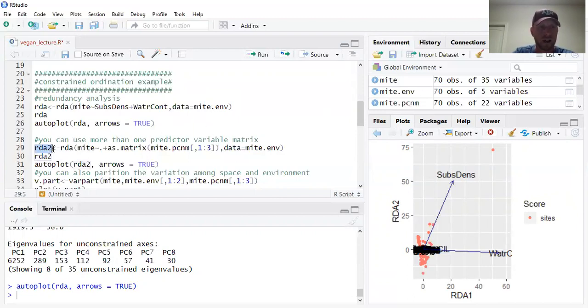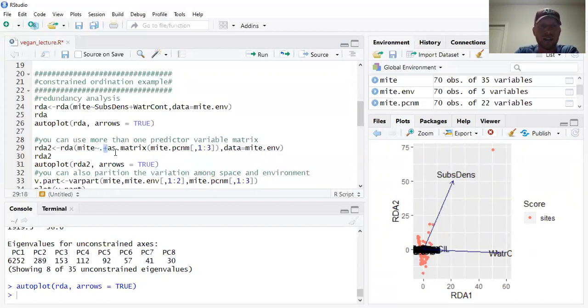So here we're creating another object called RDA2. We're using the same function, rda. Our response here is the mite community matrix. Then notice that period is there. And what that represents is that we're using all of the variables from mite.env. So if you'll remember back to earlier in the semester, we talked about the shorthand way of coding an equation. You have multiple predictor variables. If you just want to use everything in the matrix, you just put a period there.